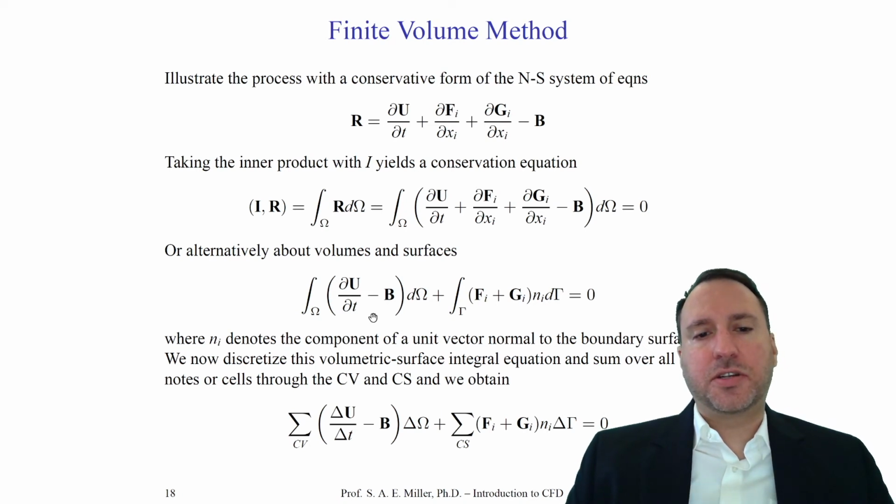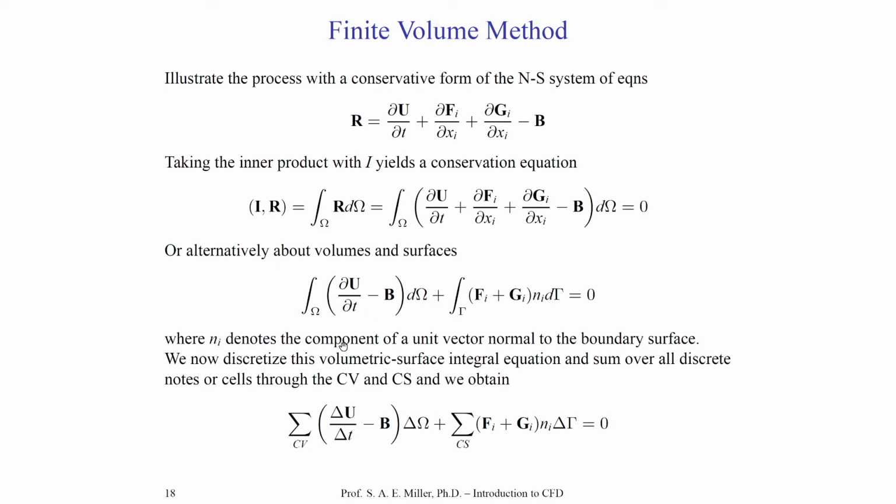So we need to discretize this in some form, and it's very simple. We might just say that each volumetric surface integral equation here, we can have this equation satisfying each volume element, and we will sum all of them over all discrete nodes or cells through the control volume and control surface, CV and CS respectively. This discretization can be done in one simple step.